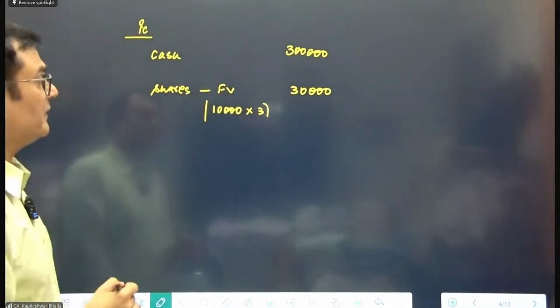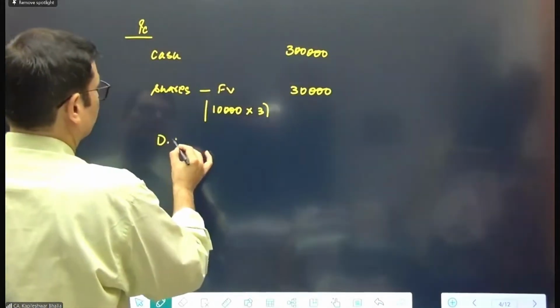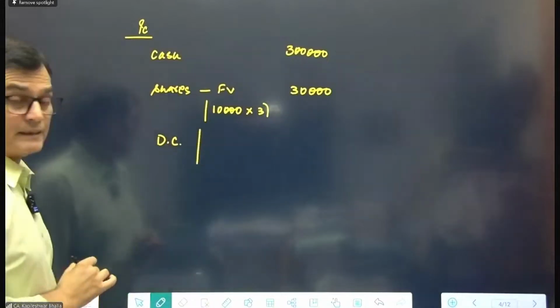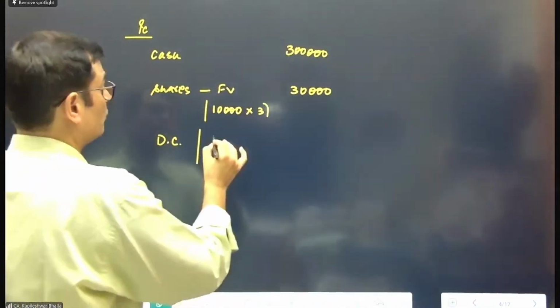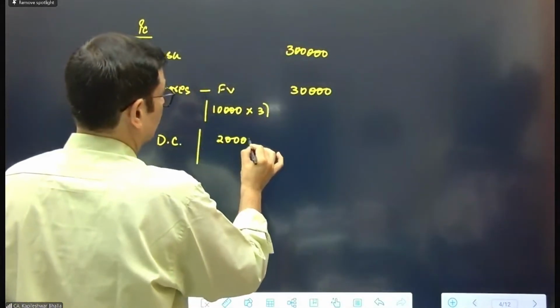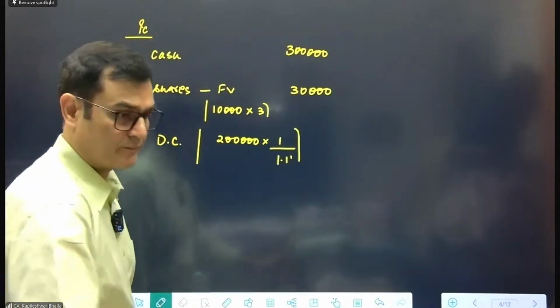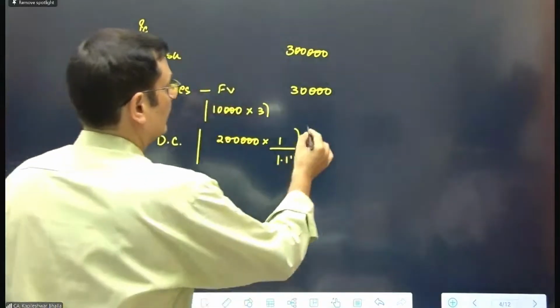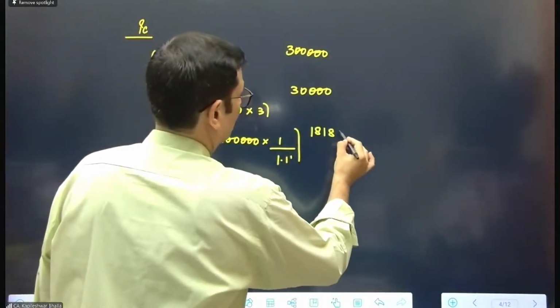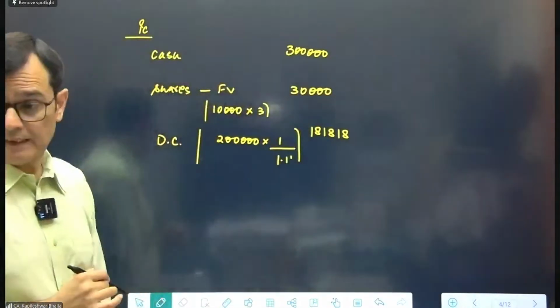Then there is a cash paid in 1 year's time. That is a deferred consideration. So once it says that we're going to pay 2 lakhs in 1 year's time, discount this at the rate of 10%, which is for a period of 1 year. 1,81,818. Wonderful. 181818. Yes, sir.